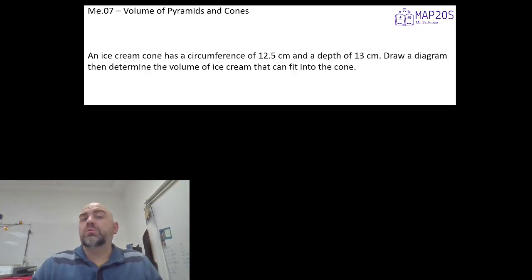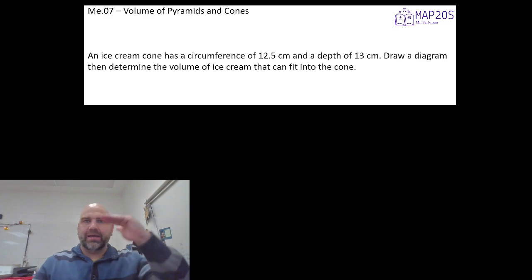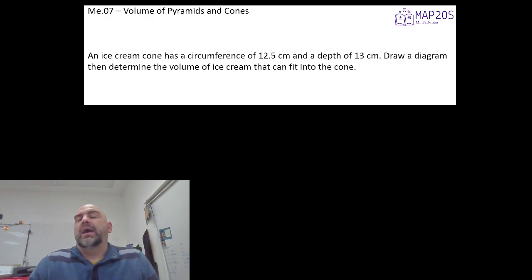We have an ice cream cone which has a circumference of 12.5 centimeters and a depth of 13 centimeters. Now let's remember that circumference is the distance around the circle, okay? So it's our perimeter of the circle. Depth is how high or deep our cone is, and we want to figure out the volume of this cone. So how much ice cream can you fit inside? Because that's the important part, right?